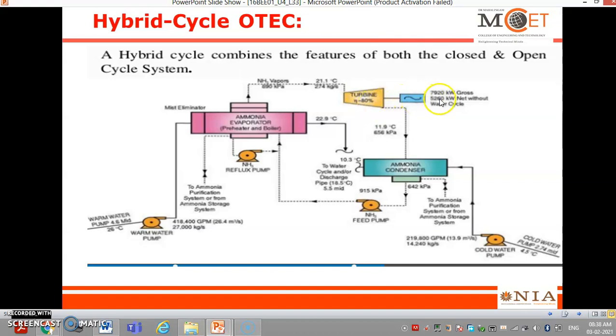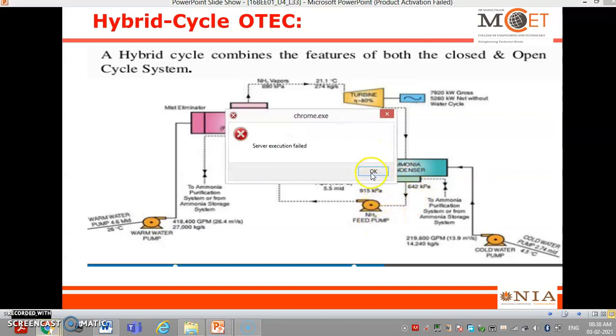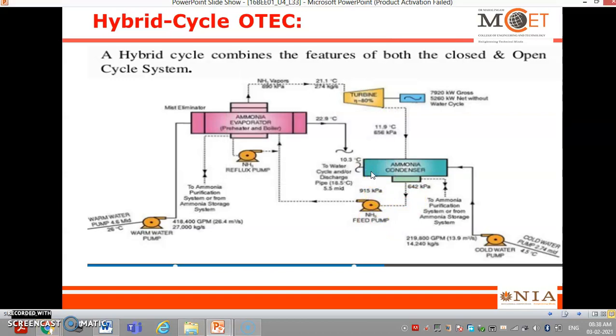From the turbine, the generator generates 7920 kilowatt gross, 5260 kilowatt net without water cycle. The output of the turbine is at 11.9 degrees C, 656 kPa pressure, that has been fed into the ammonia condenser. Then that pressure has been reduced to 642 kPa and it has been increased by the feed pump to 915 kPa, that has been fed into the ammonia evaporator.